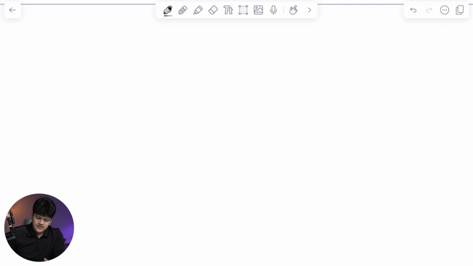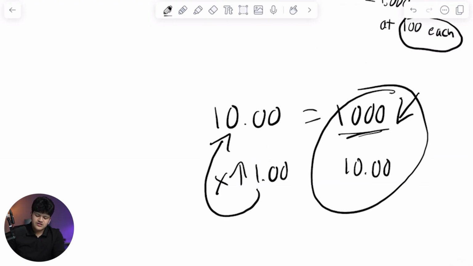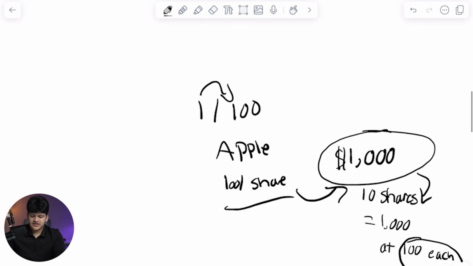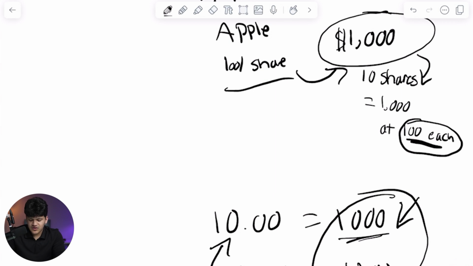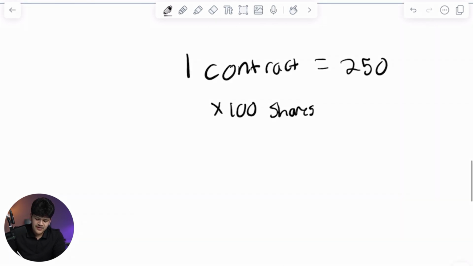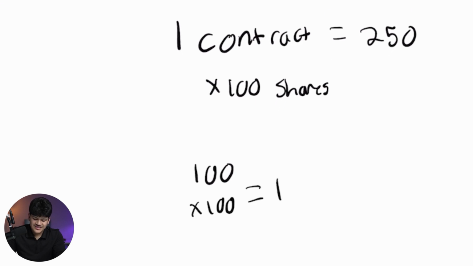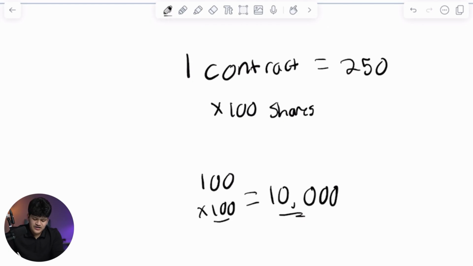So the same example here, how we just talked about with $1,000, we bought 10 shares. One contract, so in options, it is called contracts, not shares. One contract might cost you, let's say, $250. But each contract lets you exercise 100 shares. So in this example, remember how it was costing us $100 a share? If we do 100 times 100, that would equal $10,000. So we would need $10,000 just to be able to effectively buy 100 shares.